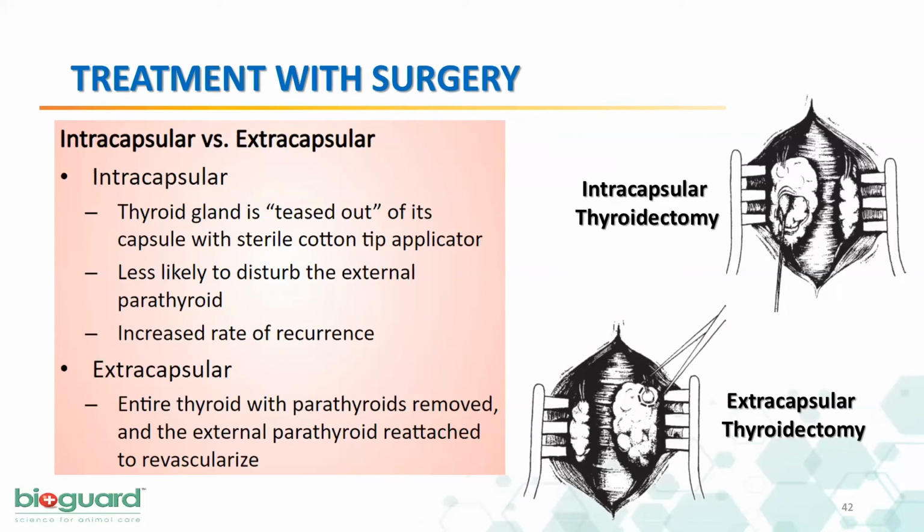In the intracapsular surgery method, the thyroid gland is teased out with the help of a sterile cotton tape, and this method will more likely not disturb the parathyroid gland. Also, the rate of recurrence is very high. However, in the other method, which is extracapsular, the entire lobe of the thyroid gland or part of it can be removed, which can also include the parathyroid gland. This method is basically used in malignant tumors where there is no choice, but you have to remove part of the thyroid gland from the main organ.